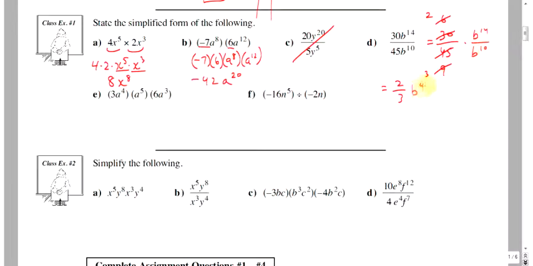Yeah. That's probably how your answer is. But again, that's the same as this, guys, right? 2/3 times b to the 4 is the same as 2 times b to the 4 over 3, right? I can put a 1 here and multiply those. That's the same thing, all right?